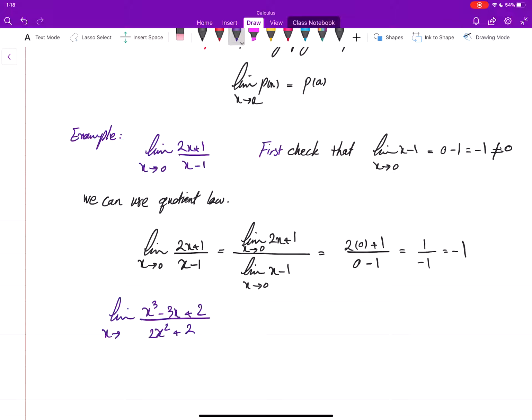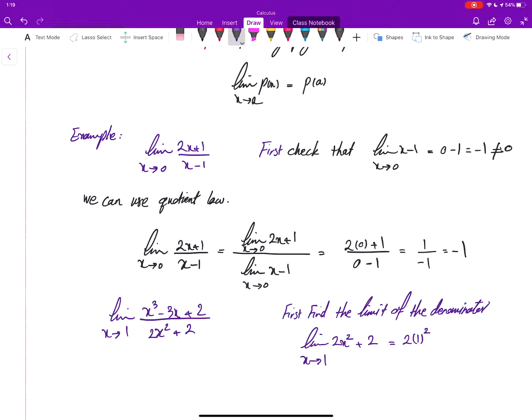goes to 1. This is again a quotient. First find the limit of the denominator. The limit of the denominator x squared plus 2 as x goes to 1 is, well, this is a polynomial, so direct substitution will give us the limit. It is 3. It is non-zero, so we can apply the quotient law.